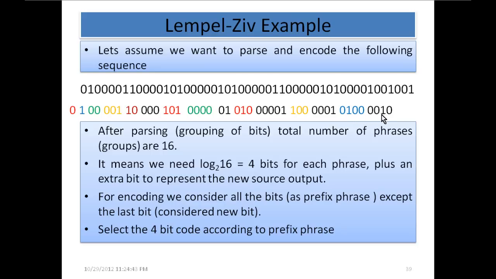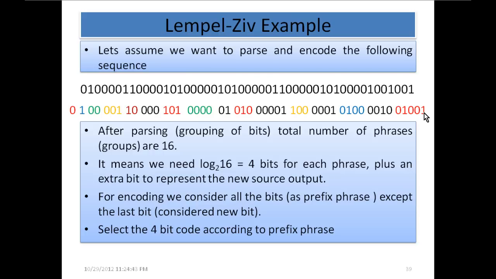Then 0010. 001 is already in the dictionary, so it is combined with the new bit 0 and a new phrase 0010 is formed and added into the dictionary. And last, this 0100 is already there in the dictionary, it is combined with this new bit 1 and a new phrase 01001 is formed.